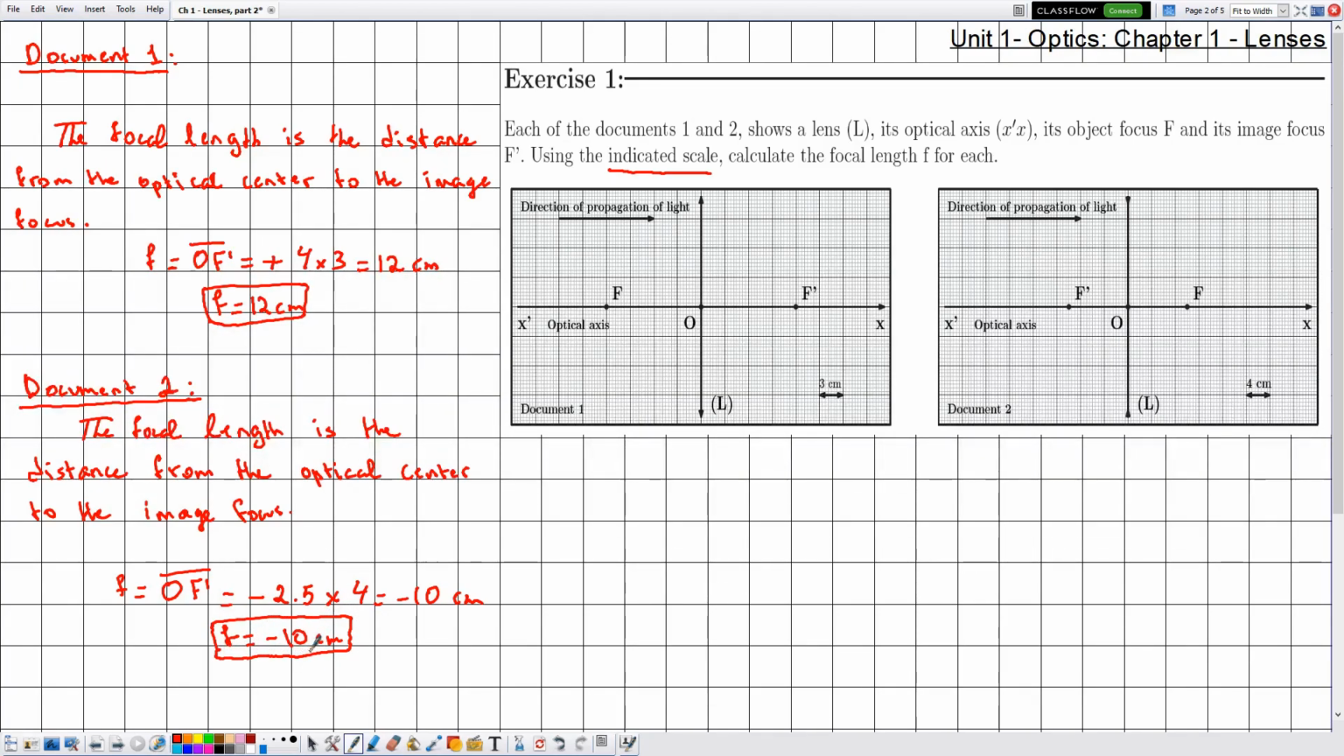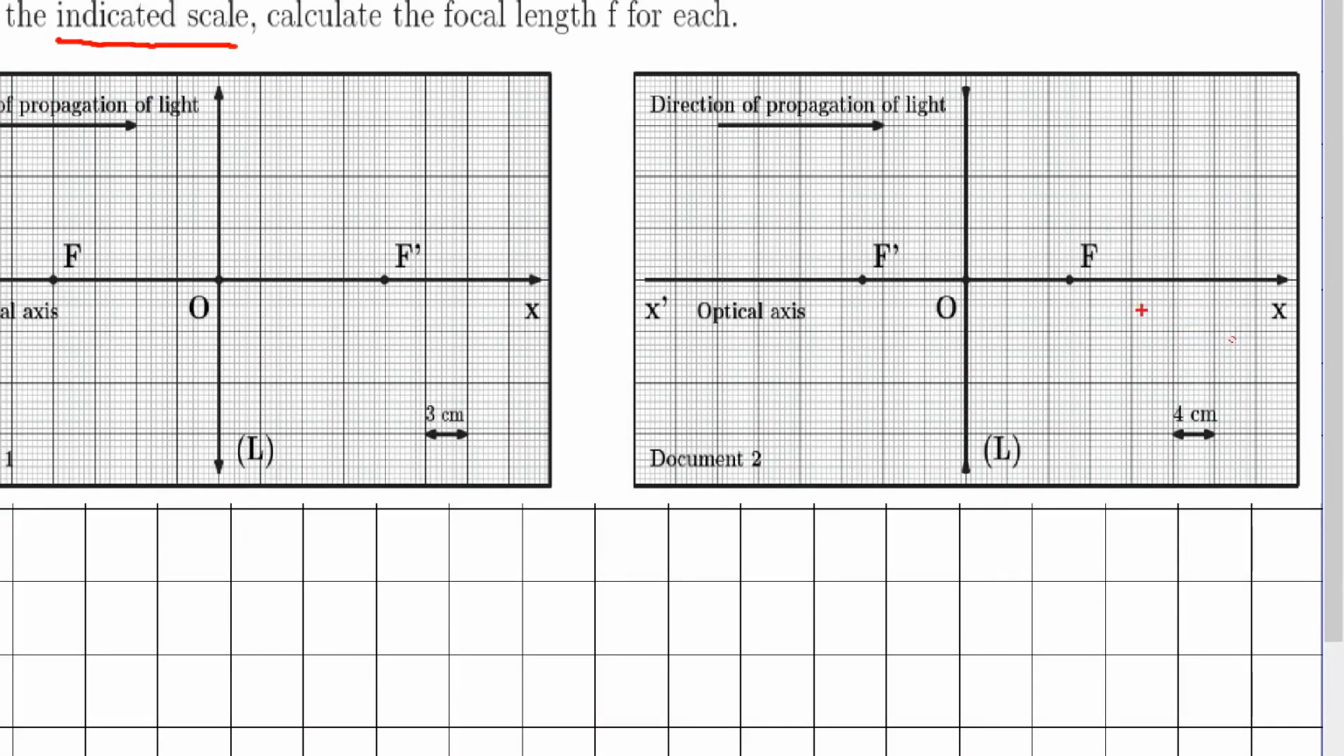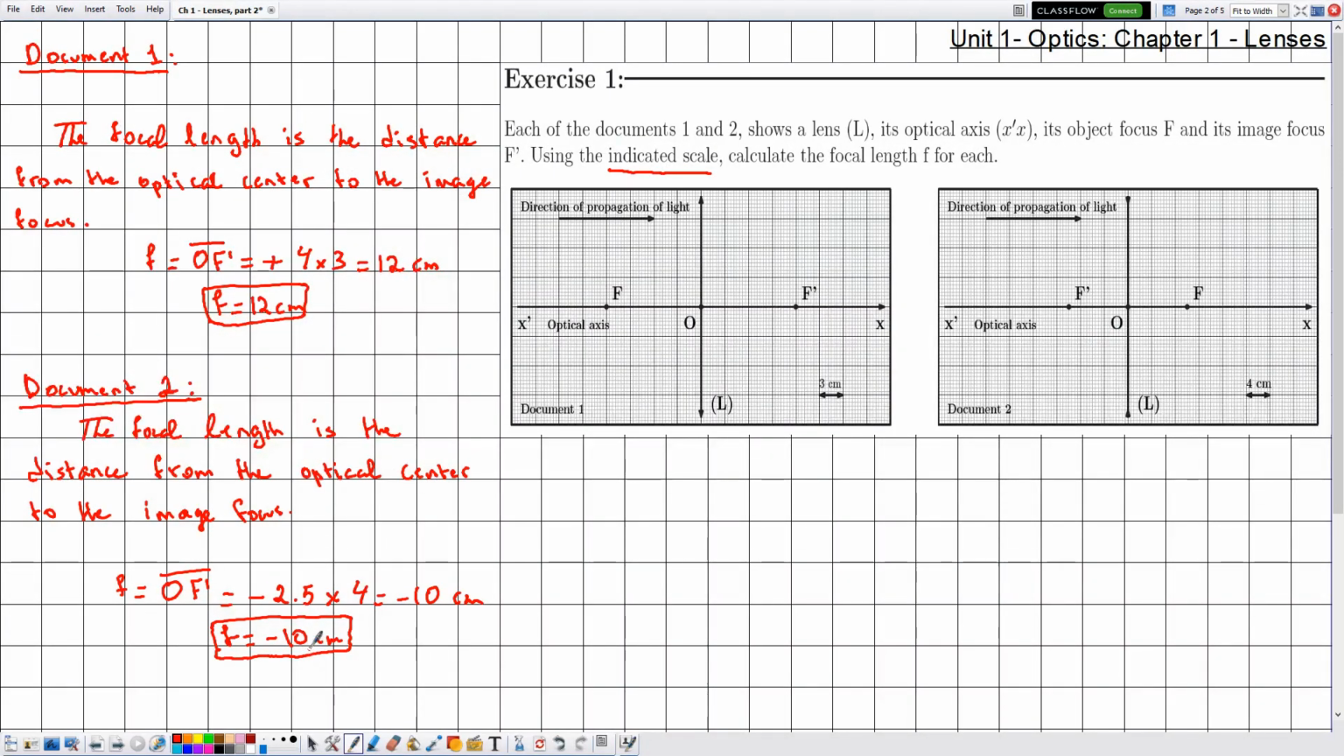So notice that here the focal length is negative, and from document 2 we can see, from the symbol of the used lens, that the lens L is a diverging lens. So the focal length is negative, which verifies that the used lens L is a diverging lens, because we know that for a diverging lens the focal length is always negative.